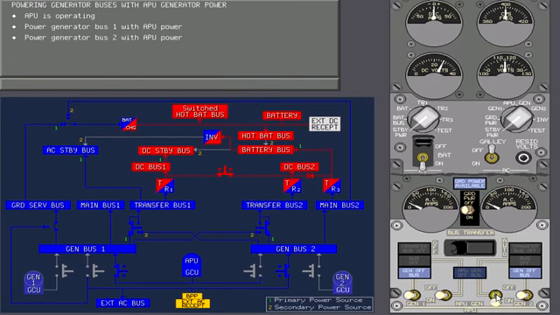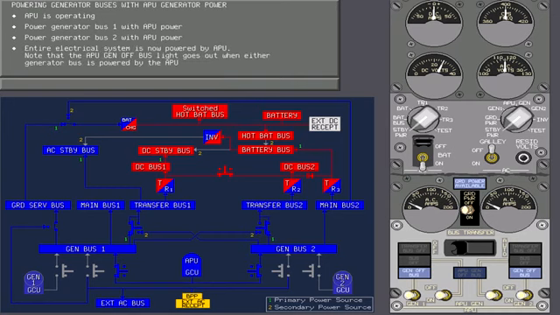The entire electrical system is now powered by the APU. Note that the APU generator off bus light goes out when either generator bus is powered by the APU.